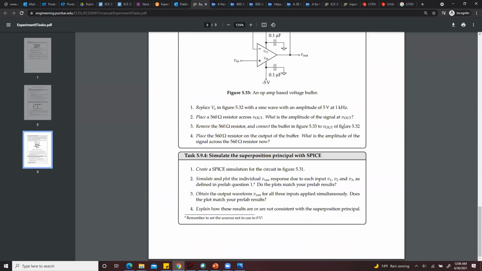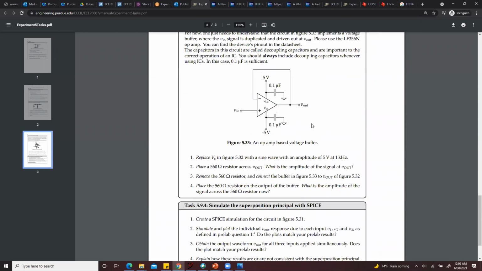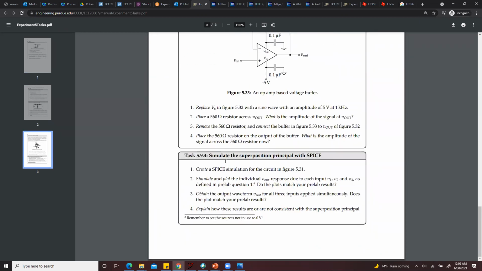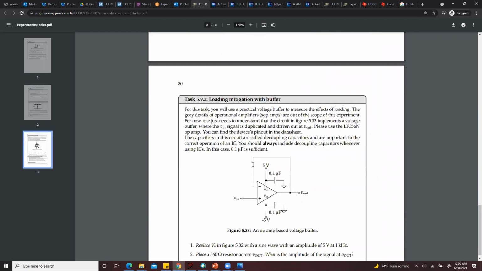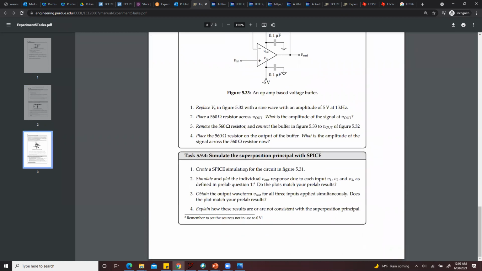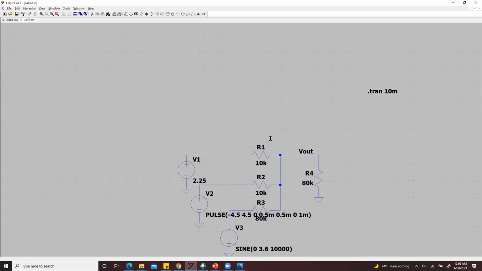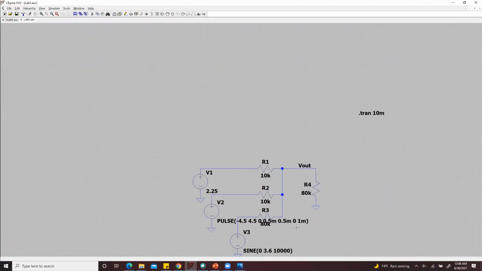Let's skip task 2 and task 3 and talk about task 4 first. Task 4 continues from task 1. You are going to build the circuit in LTspice. Basically you build this circuit, and then you do the same steps.